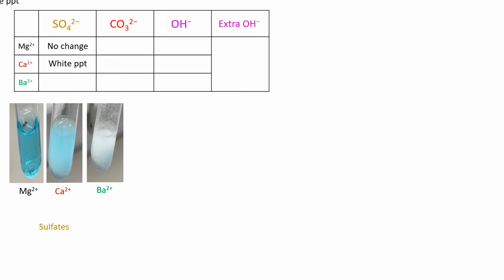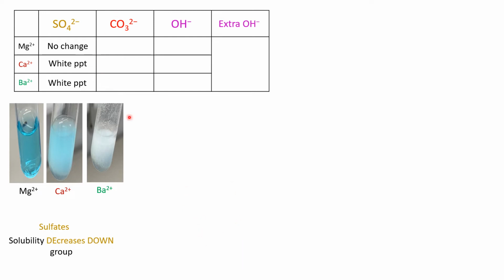So the sulfates become less soluble as you go down the group. Magnesium sulfate, no problem, it's soluble and doesn't form a precipitate. Calcium sulfate forms a bit of a precipitate. Barium sulfate forms a lot of a precipitate. So for the sulfates, the solubility decreases as you go down the group.